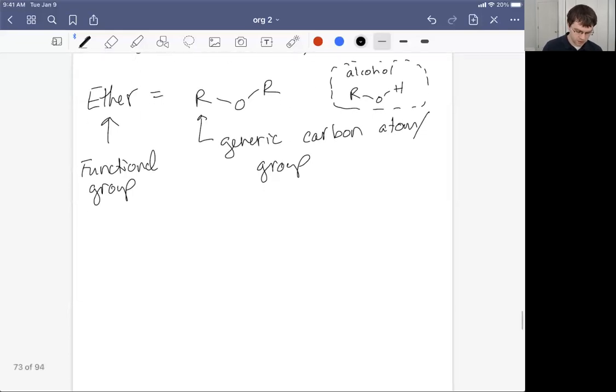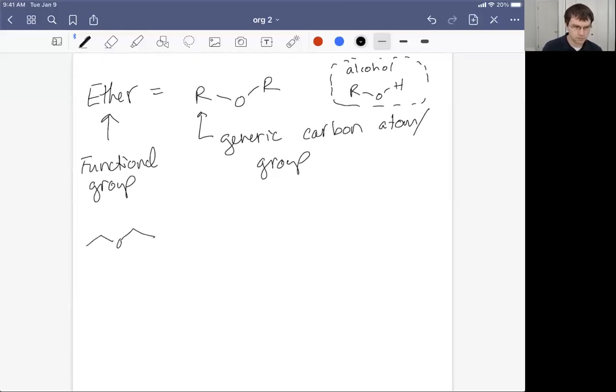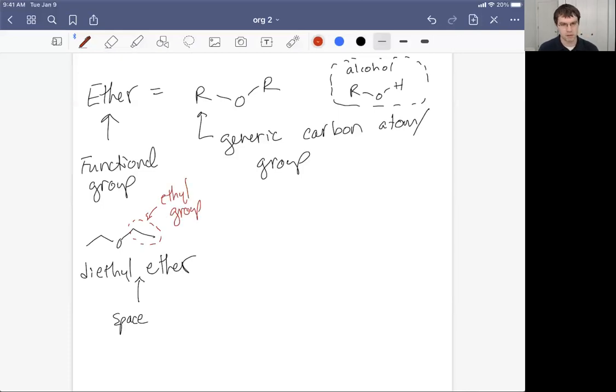Some examples of these are diethyl ether. Now, when you name these things with the ether nomenclature, we have to put a space between the ether and the previous word. So there's a space here. But this is a diethyl ether because it has two ethyl groups. So an ethyl group is a two carbon group.